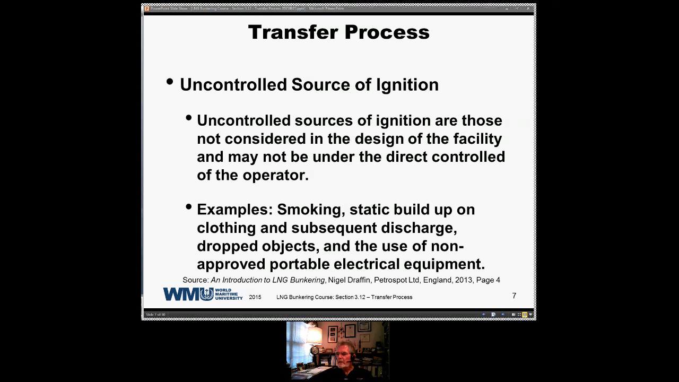And the use of non-approved portable electrical equipment. That's why I stressed radios have to be intrinsically safe. Any other type of electrical equipment in the vicinity of a gas operation has to be gas tight, intrinsically safe, so that there's no chance of generating a static charge or an electrical charge that could be a source of ignition should there be an area where there are LNG vapors in the environment, in that critical mixture range of 5 to 15% by volume in air.